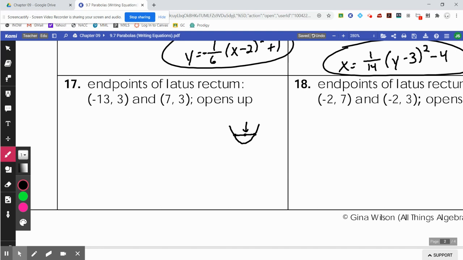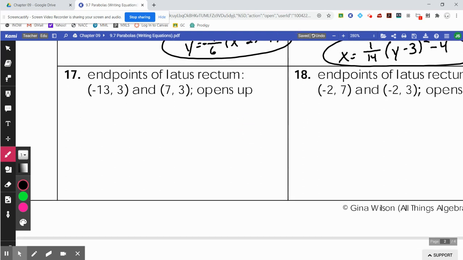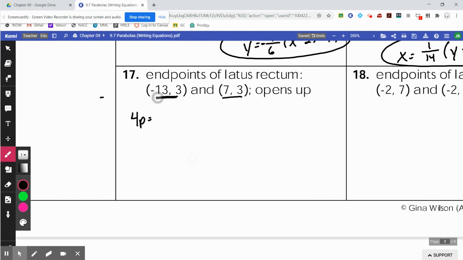Also, the length of the latus rectum is going to be 4p. Remember that as well. So one thing we can do very easily to find p is the length of the latus rectum, again, is 4p. The length of this line segment, because this is (-13, 3) and (7, 3), is a horizontal line. Simply find the distance from -13 to 7. That's going to be 20. So therefore, this has a length of 20, so therefore my p-value is 5.